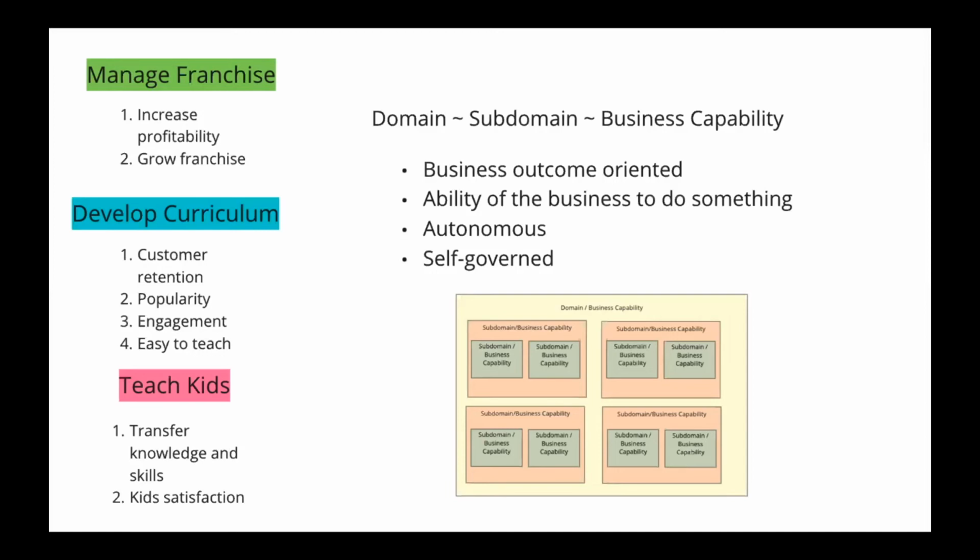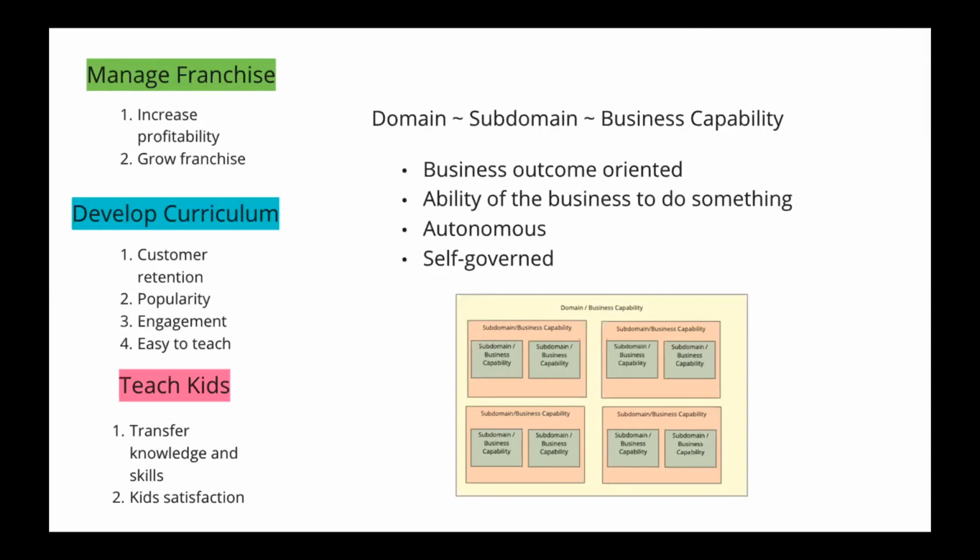And what is the relation between domains, subdomains, and business capabilities? As you can see on the picture, those terms are almost equal. Those terms are hierarchical. So one big domain in our example of programming academy business could be split into 3 subdomains: manage franchise, develop curriculum, teach kids. And you can also go even deeper.